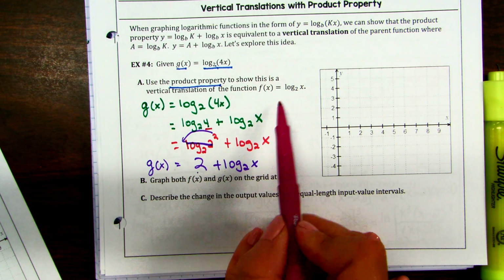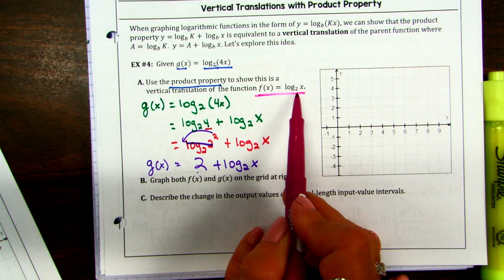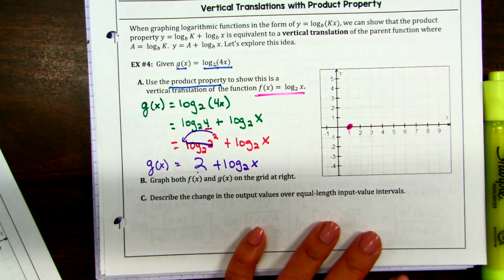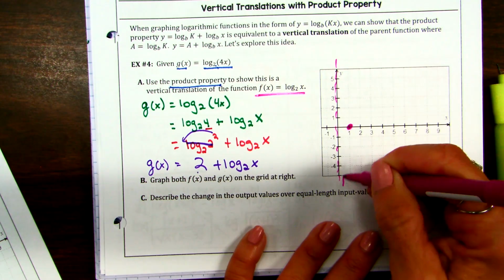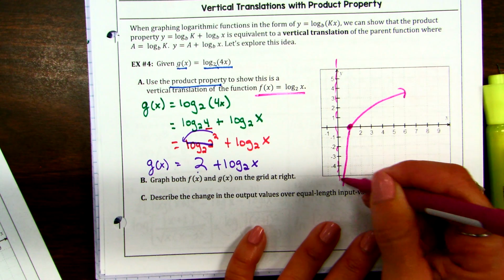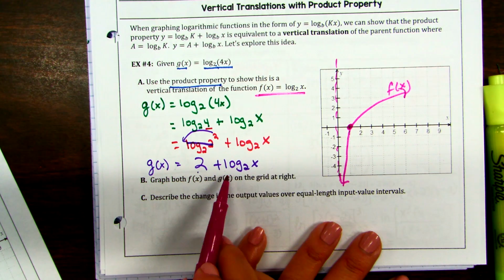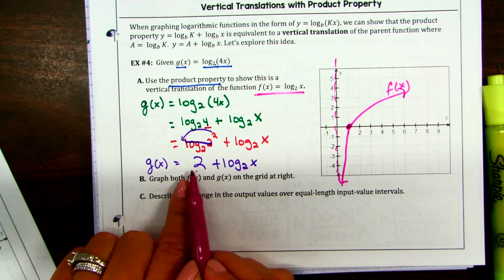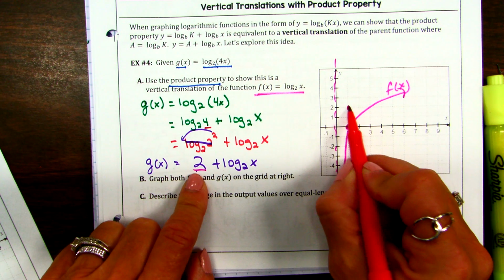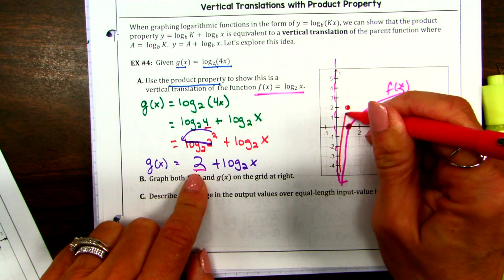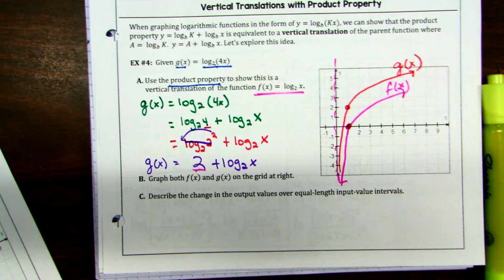What we learned yesterday, or talked about yesterday, is in a parent function, which is what this is, it doesn't matter what the base is. You're always going to have an x-intercept of 1, 0. You have an asymptote here. Just draw the general shape. Okay? That's the parent function, log base 2 of x. G of x is taking all those points and going up 2. So we really just have this point. Move it up 2. Easy sketch of it. There's my G of x.